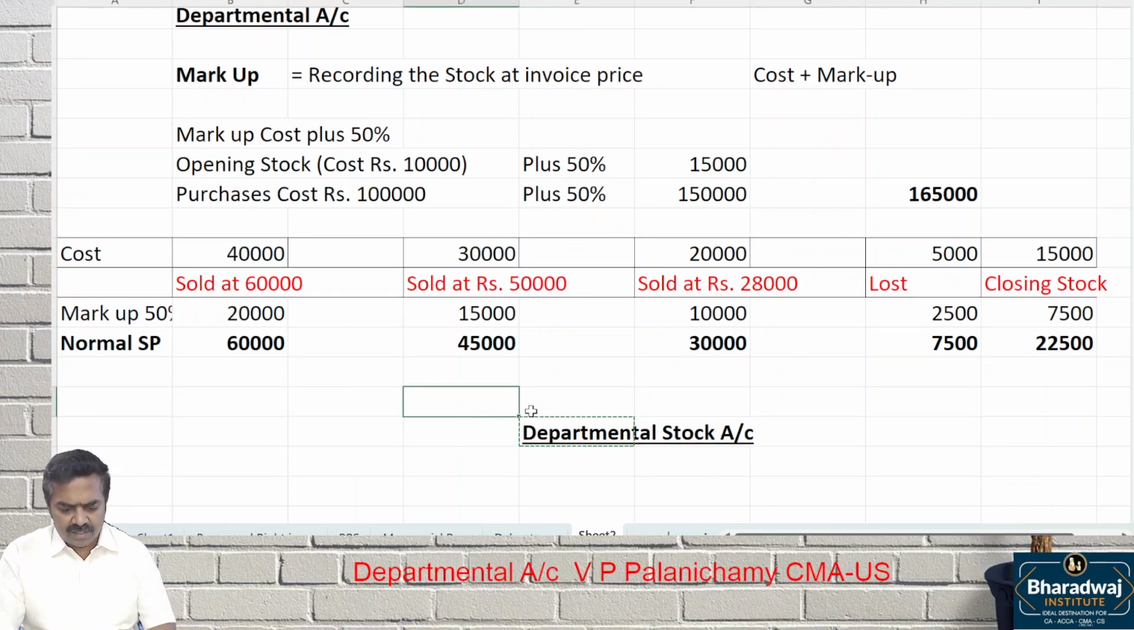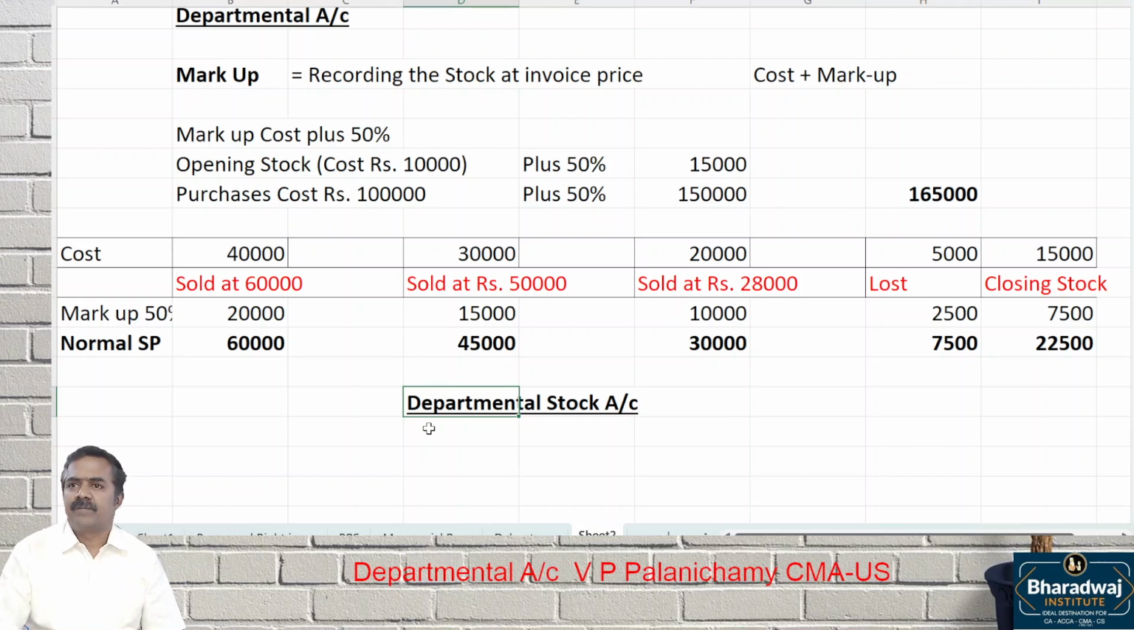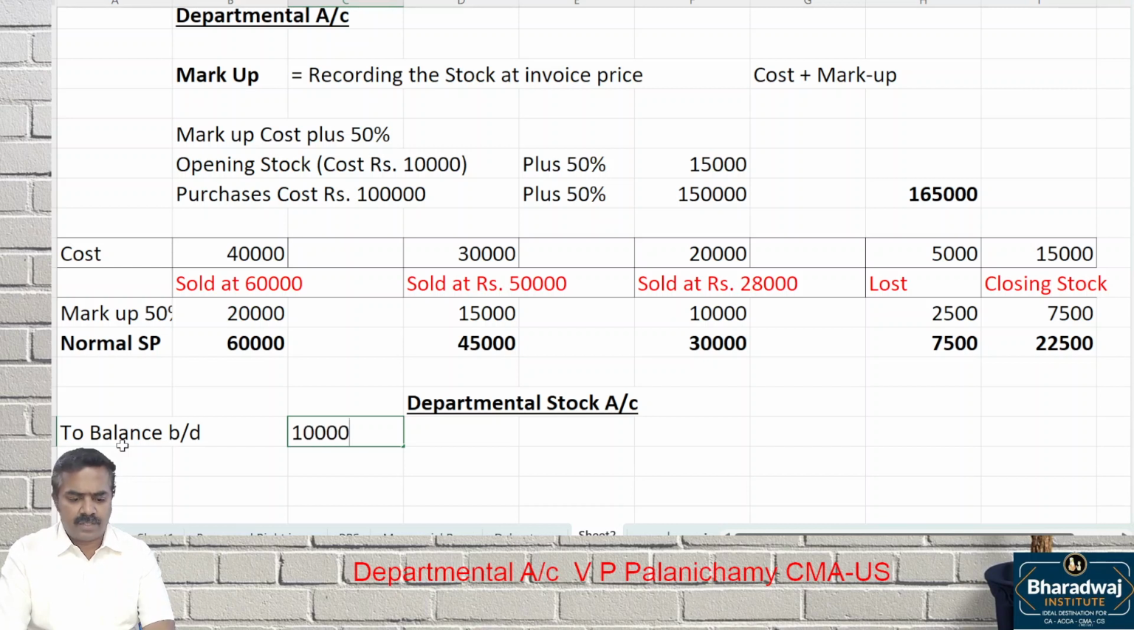As I told you, this memorandum account will be maintained at what price? Invoice price. Normal purchases will be maintained at cost price, but this will be maintained at invoice price. For example, to opening stock, or you can say to balance brought down, what is the cost of the goods? 10,000. It is marked up by 50%, how much will it be? 15,000. Sorry, 50%. It is recorded at 15,000.